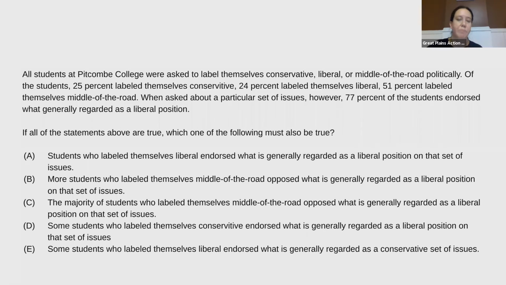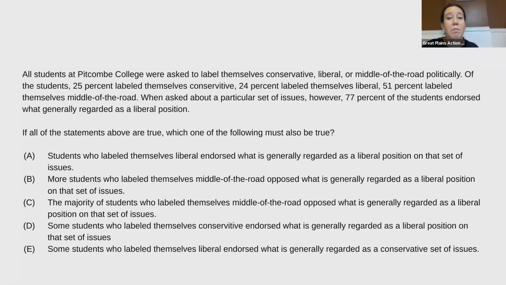All right, let's look at this one. All students at Pitcomb College were asked to label themselves conservative, liberal, or middle of the road politically. Of the students, 25% labeled themselves conservative, 24% labeled themselves liberal, 51% labeled themselves middle of the road. When asked about a particular set of issues, however, 77% of the students endorsed what is generally regarded as a liberal position. If all of the statements above are true, which of the following must be true?